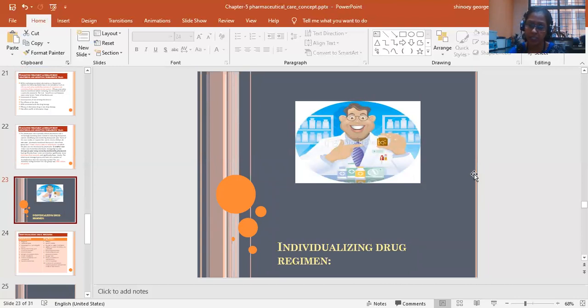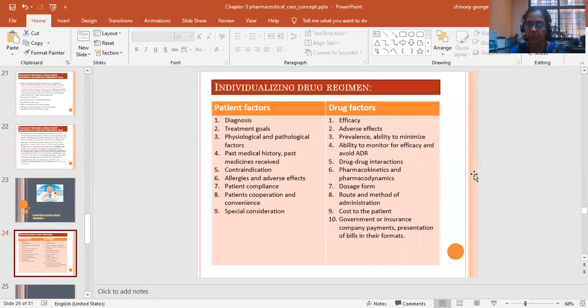Individualizing the drug regimen. For each patient, the drug therapy should be different, dose should be different, depending upon his personal health condition as well as the disease conditions, comorbid disease condition. So patient factors include what is the diagnosis of the patient, what are the treatment goals needed, what are the physiological, pathological factors, past medical history and past medicines received, any kind of contraindications for the patient, patient's allergies, whether he is able to take the medicines properly, is compliant or not, how he is cooperating, and special consideration whether he belongs to pediatric or geriatric.